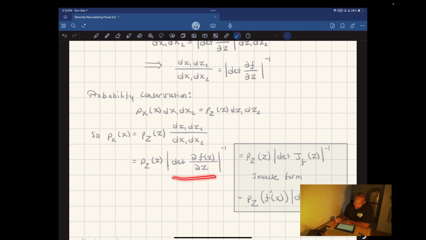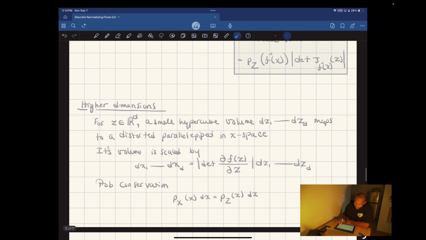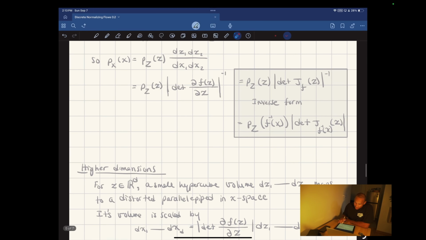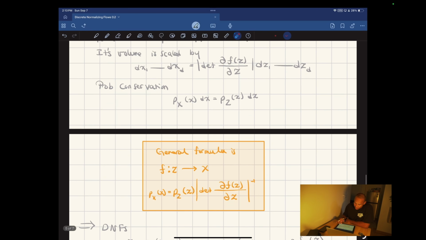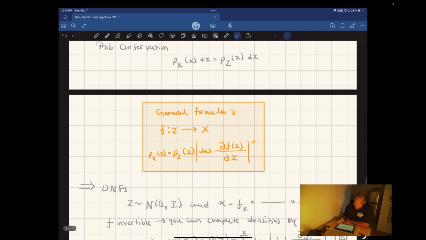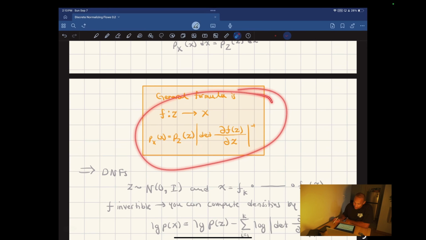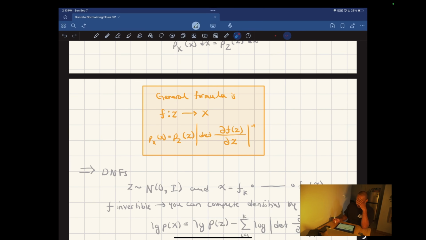Times the determinant of the Jacobian. So in higher dimensions, we just have more components, but this is going to stay the same. This is going to be the exact same. Okay? So the math stays the same. Again, I'm not doing measure theory proofs. I'm just showing you the intuition. So the general formula is this. P of x equals P of z times the determinant of the Jacobian of f.